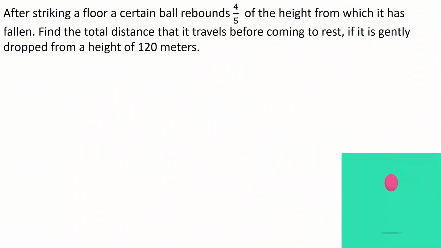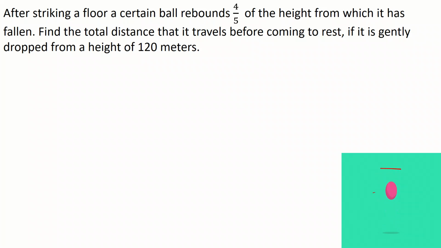Okay, I hope this is the final question. So this bouncing ball is for your understanding, but first look at the question carefully, then we will go into the bouncing ball. After striking a floor, a certain ball rebounds 4 by 5 of its height from which it has fallen. So suppose that you drop it off from this height. Yeah, so assume that you're dropping this ball from this height.